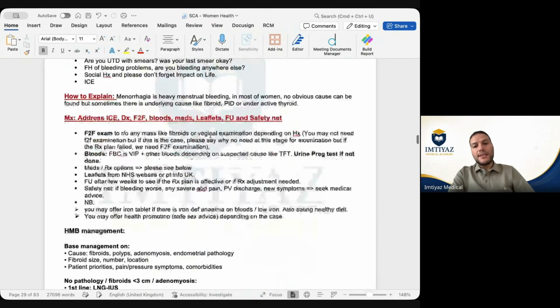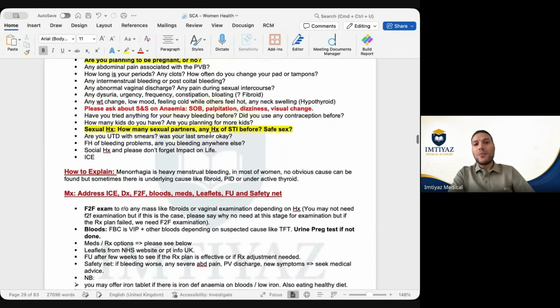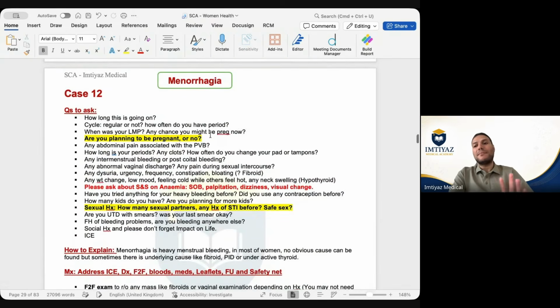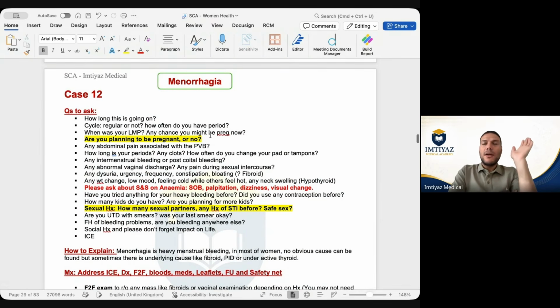Then menorrhagia cases, someone coming with heavy bleeding. Again, same. Regular or no? Do you bleed in between your cycle or no? Any postcoital bleeding or no? Anemia symptoms. Any chance you are pregnant now? And a very important question in menorrhagia.